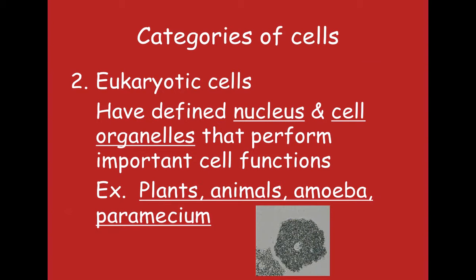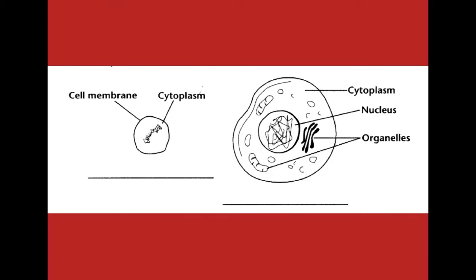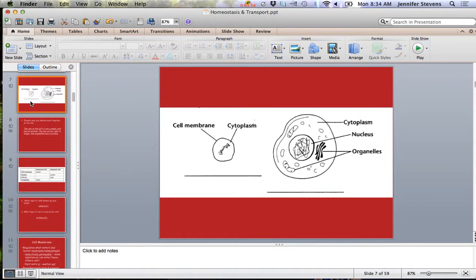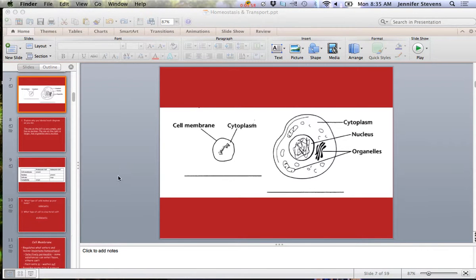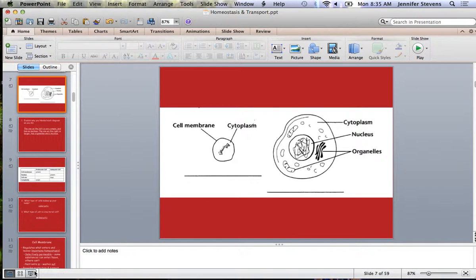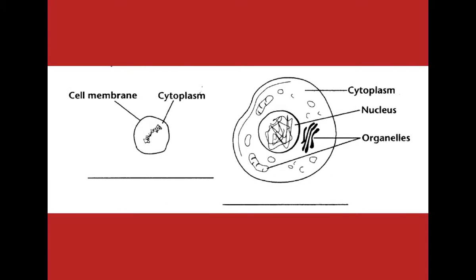So let's take a look here at our first worksheet, and we have two cells here. What we need to do is look at the diagrams below and label the prokaryotic cell and the eukaryotic cell. All right, I just needed to fix my projector there because otherwise I wasn't going to be able to write on this to show you. So like I said, we need to label the prokaryotic cell and the eukaryotic cell here.